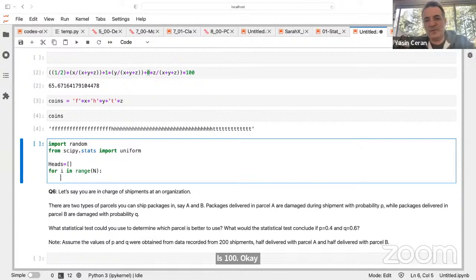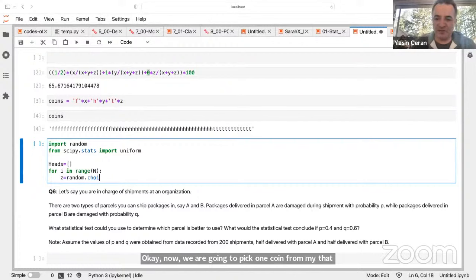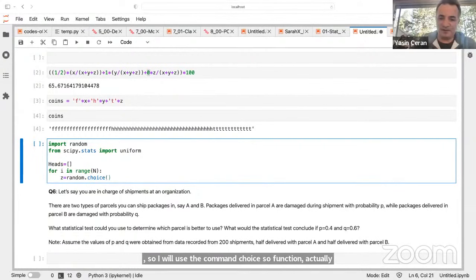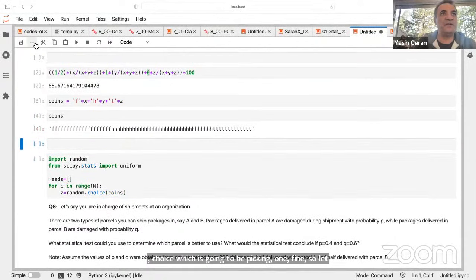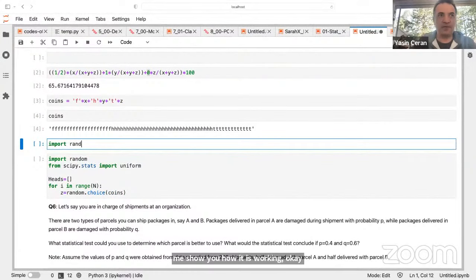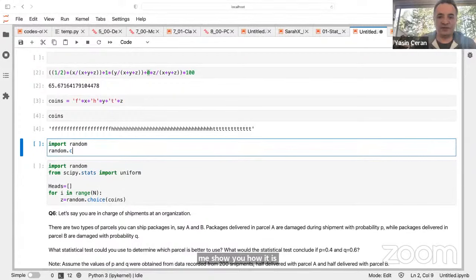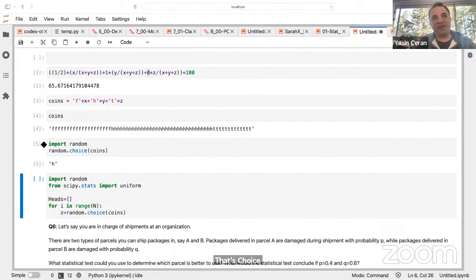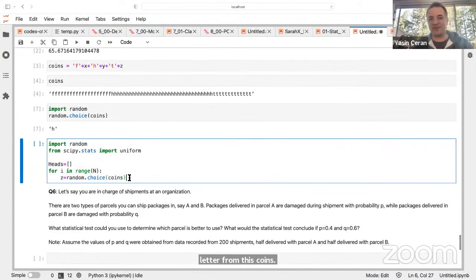Now we are going to pick one coin from my coins bag. Let's say Z is a randomly picked coin. I will use the function choice, which is going to pick one coin. Let me show you how it works: import random, and then random.choice(coins). Every time, it is picking a random letter from this coins string. So Z is our coin.